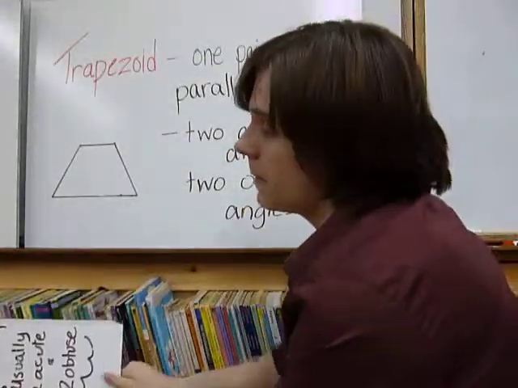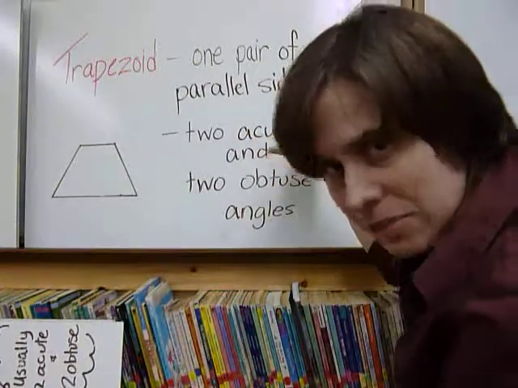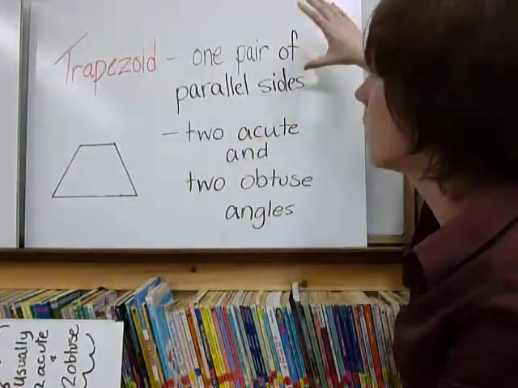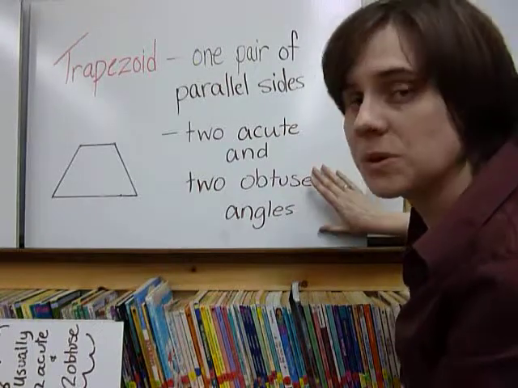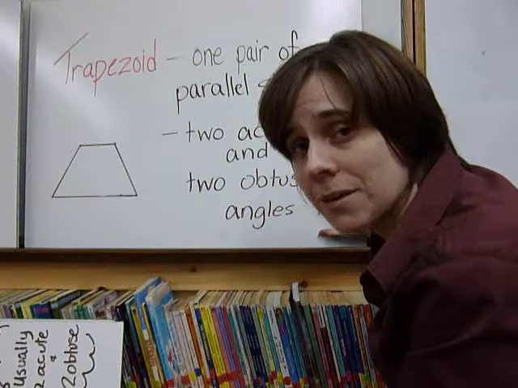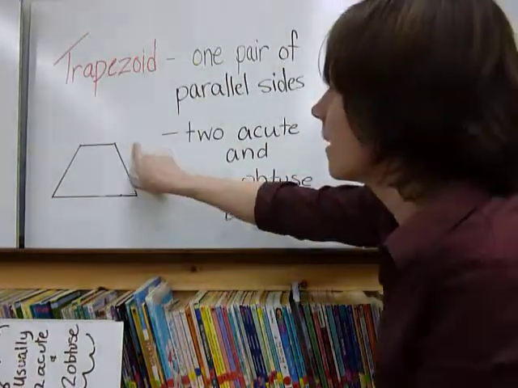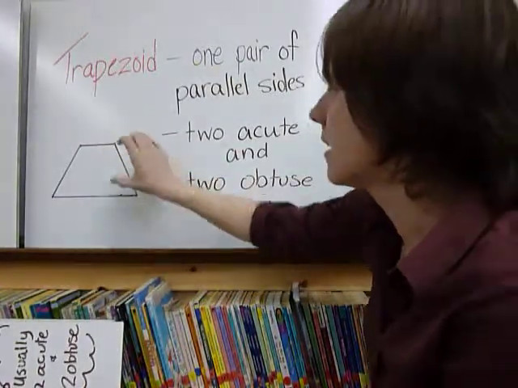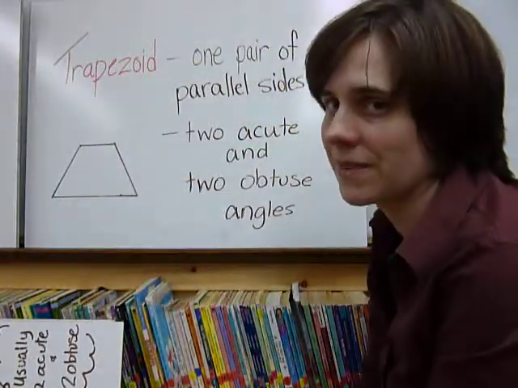The last type, thankfully not a lot of overlap. All of these have been quadrilaterals. We still continue on the quadrilaterals. This trapezoid has 1 pair of parallel sides, 2 acute, 2 obtuse angles. Thankfully, Mr. Square cannot be considered a trapezoid. Mr. Rectangle cannot be considered. Trapezoid, here's my 2 parallels. Here's my acute, acute, and 2 obtuse angles.